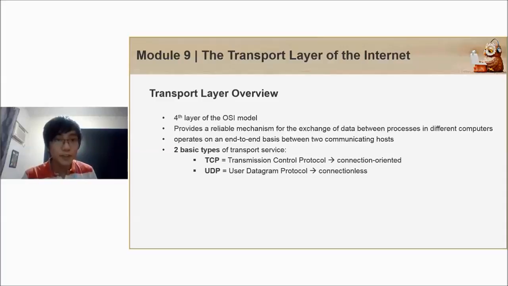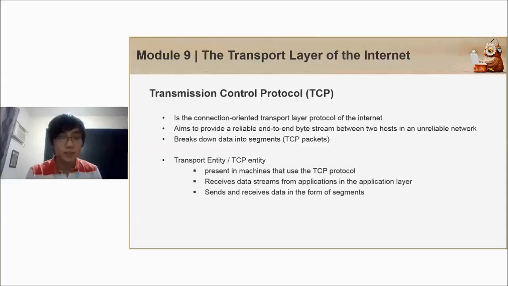So, a quick overview of the transport layer. As we learned in the previous modules, it's actually the fourth layer of the OSI model, and its function is to provide a reliable mechanism for data exchange. It has two basic types of transport service. The first one is TCP and the second one is UDP. So we'll be discussing TCP first.